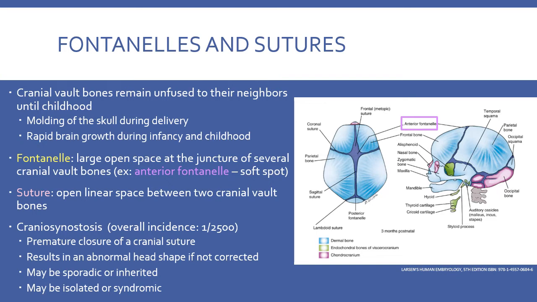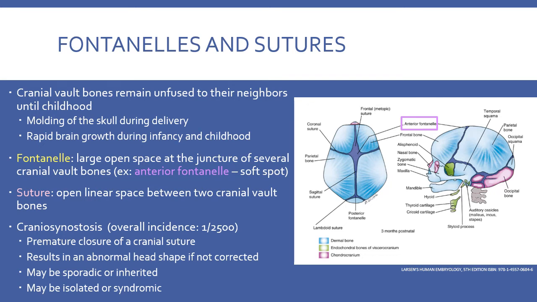Okay? What happens then is that as the brain is growing very rapidly, it's expanding in all directions except the one closed off by the premature closure of a suture. And as a result, instead of getting a relatively round head shape, you get something else, depending on which suture it is that is fused. A lot of times, that is a sporadic condition and usually not a syndrome. Okay? In fact, it's relatively common.